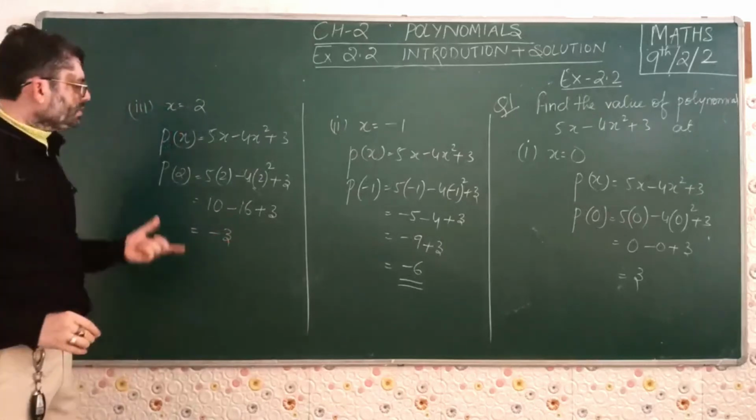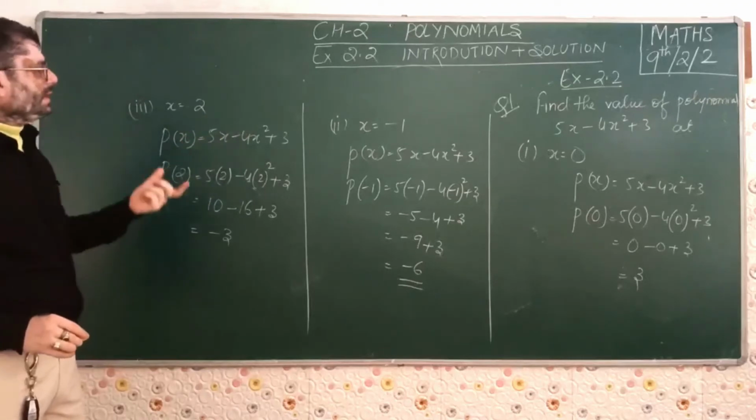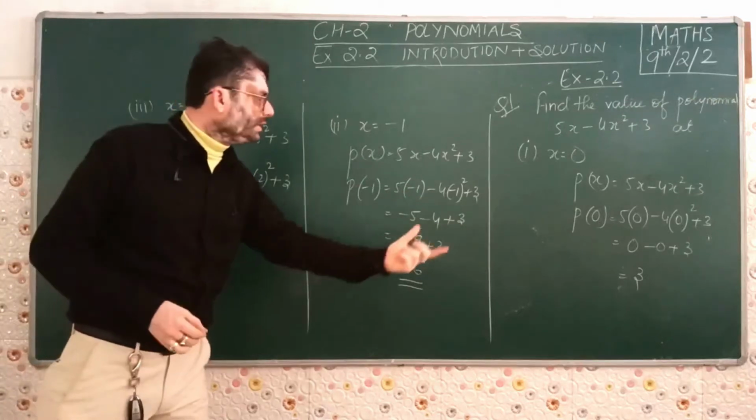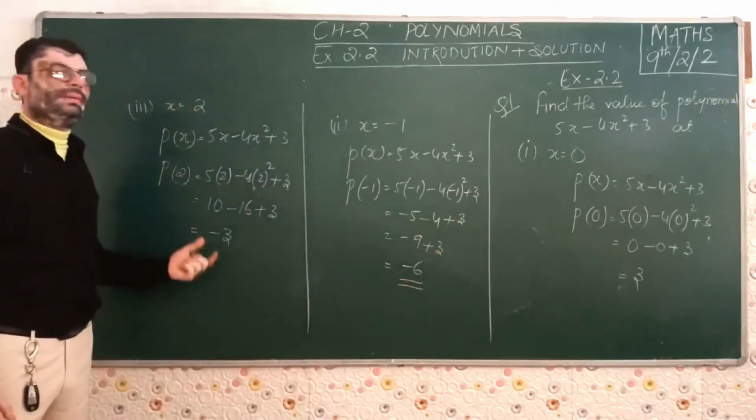So the value of the polynomial p of x that is given to us at different values of x: we have obtained at x equals 0 to be 3, at x equals minus 1 to be minus 6, and at x equals 2 to be minus 3.